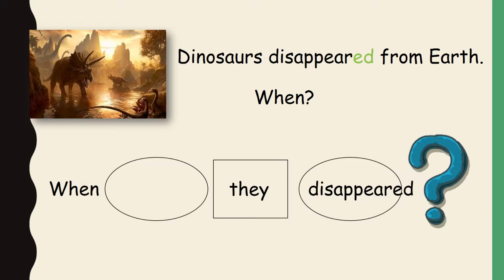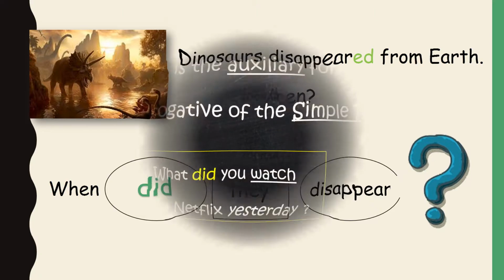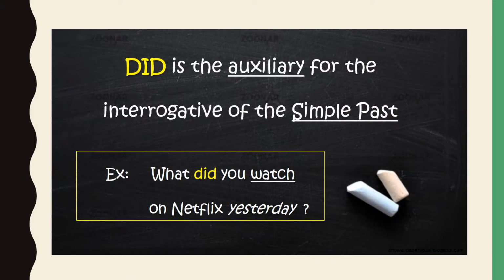But pay attention to this. You have ed. So what does English do? You drop ed and you ask for the auxiliary did. Catch it? So the question goes, when did they disappear? And you lose ed. Did is the auxiliary for the interrogative of the simple past. And you have to remember the form: WH, auxiliary, subject and verb, with no ed. What did you watch on Netflix yesterday?